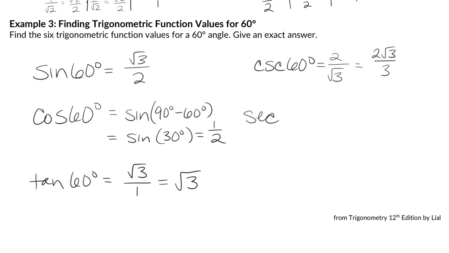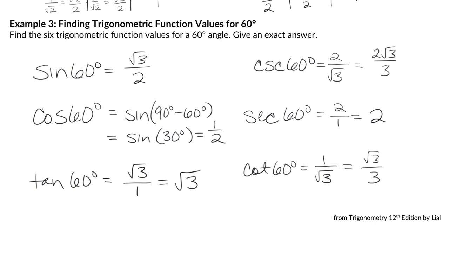If we're doing the secant of 60 degrees, which is the reciprocal of cosine, it's 2 over 1, which we can just write as 2. And if we're doing the cotangent of 60 degrees, we got 1 over square root 3, and we would rationalize it to what? Square root of 3 over 3.